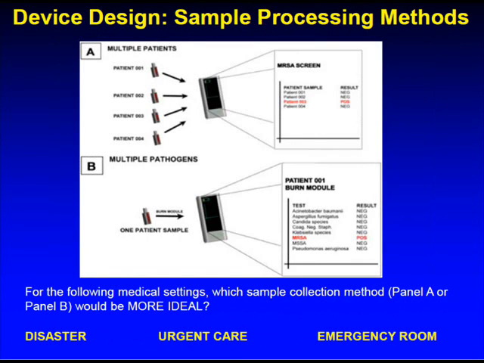This graphic displays two different sample processing methods. On the top is a device that processes multiple patients for a single pathogen. On the bottom is a device that processes a single patient for multiple pathogens.